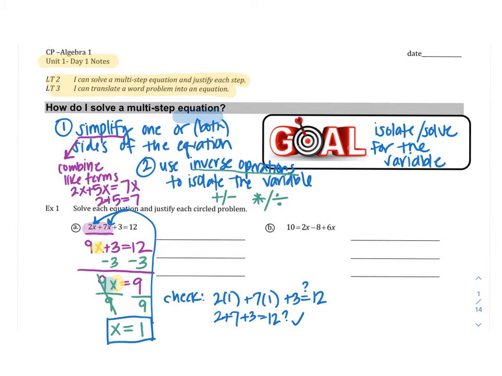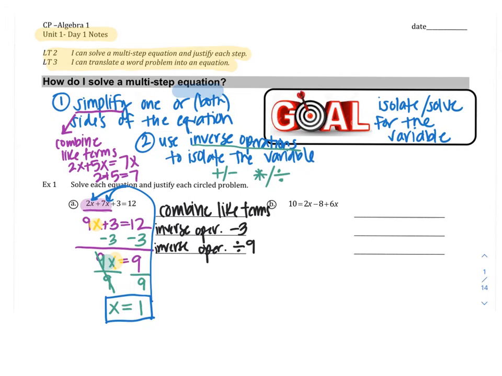You will also notice we want to justify each circled problem. So we're going to list the steps we did. The first step we did is we combined like terms. The second step we did is inverse operations, minus 3 on both sides. And then we did inverse operations, divide by 9.